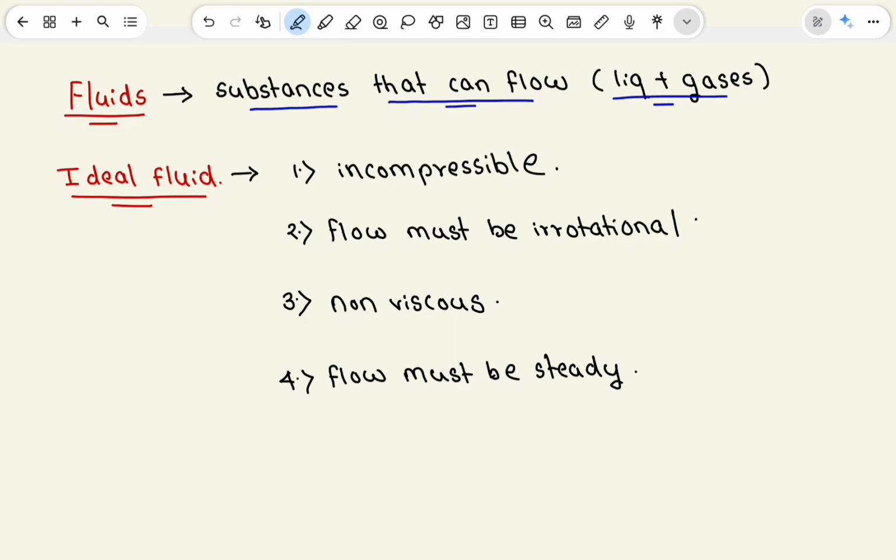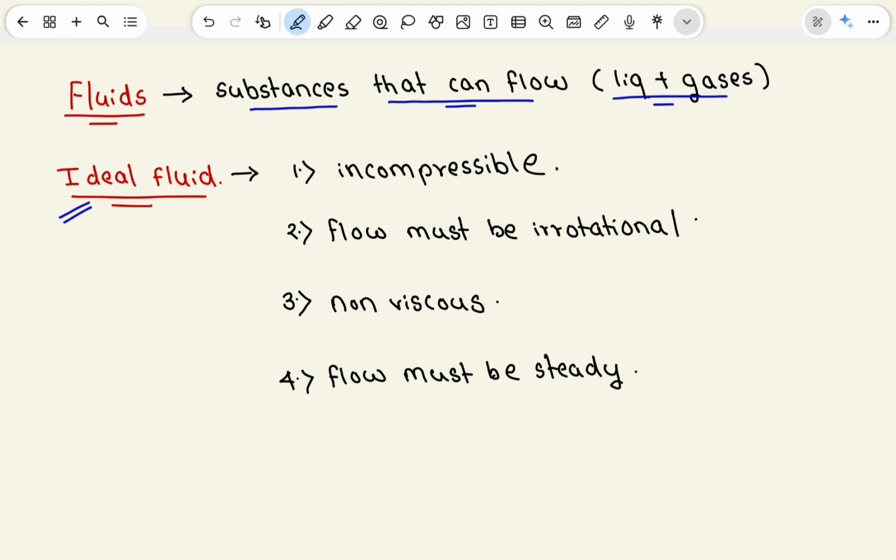In this chapter, the type of fluids that we are going to concentrate on are nothing but ideal fluids. Now, how do we recognize ideal fluids? The answer for that is already on the screen. There is a certain set of properties that the fluid must satisfy to be called an ideal fluid. Now, I'll just read out the properties first.